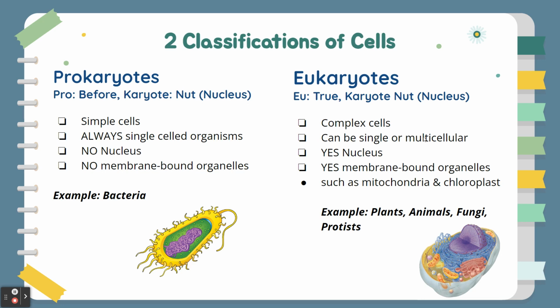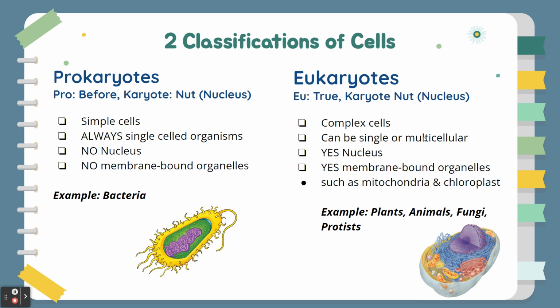U, on the other hand, means true, and karyon still refers to the nucleus. Essentially, these words mean that prokaryotes are simple cells without a true nucleus, and eukaryotes are more complex cells with a true nucleus. So please jot these characteristics down. There are 4 for each one. Please also know examples. When determining if a cell is prokaryote or not, you'll look at those characteristics.